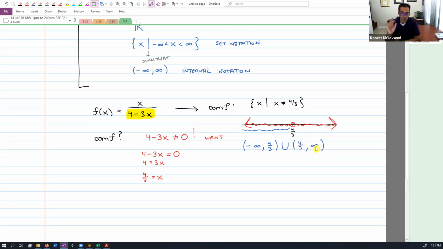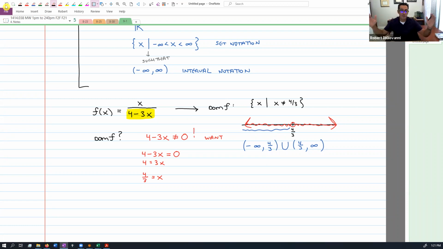Now, something subtle but important here is the use of the parentheses. Anytime you use a parenthesis, that means that you can go all the way up to 4/3, as close as you want to get to 4/3, but you can't actually ever plug in 4/3. If you want to plug 4/3 in, you have to change that parenthesis to a bracket. So because I don't want to include 4/3, I stopped right there and put a parenthesis.